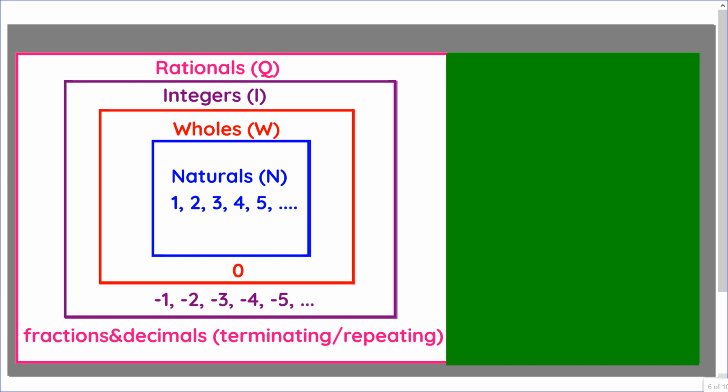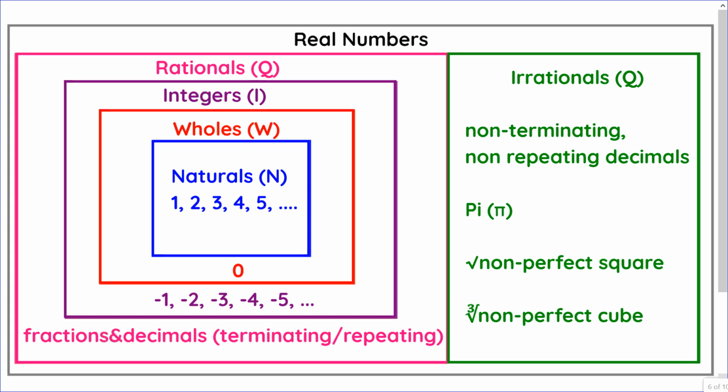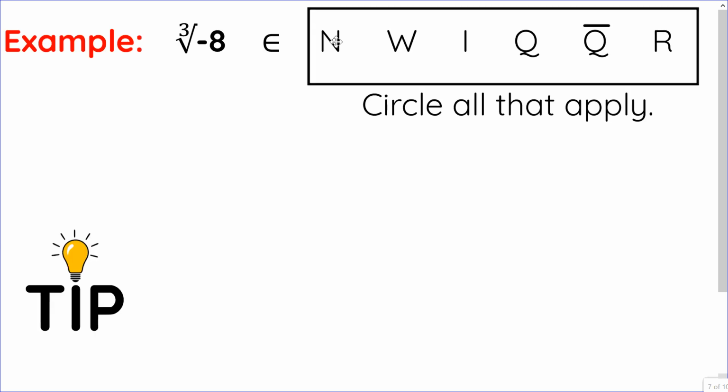All by themselves over there are the irrational numbers. Those are my non-terminating, non-repeating decimals. But all together, they make up the real number system. So I love that picture showing just how everything is related. So let's try classifying some numbers.